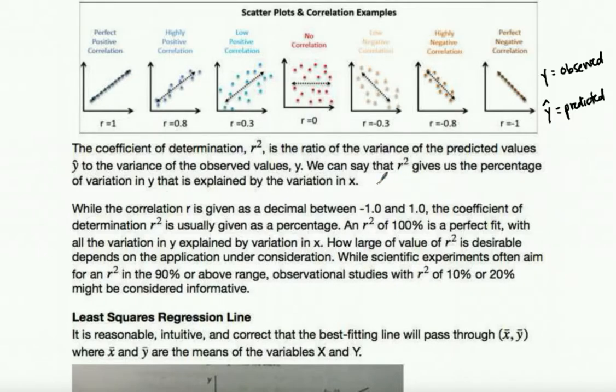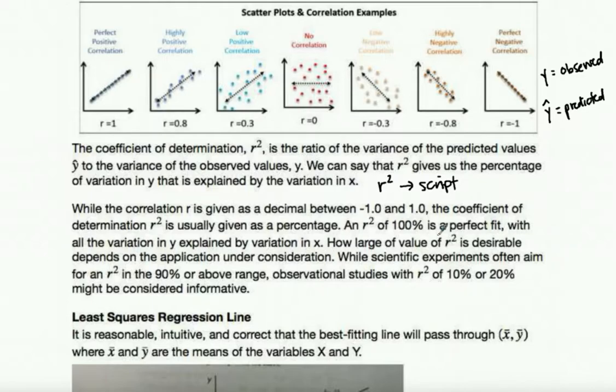So remember that r squared is like a script. So you're going to use that script every single time that you describe your coefficient of determination. While the correlation r is given as a decimal between -1 and +1, the coefficient of determination, or r squared, is usually given as a percentage.